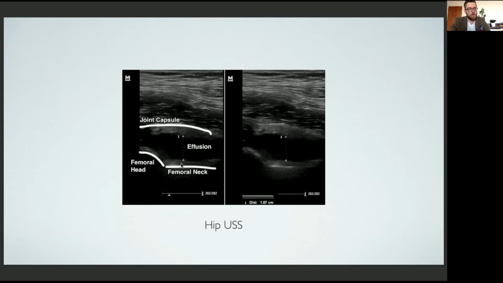So your first line investigation is ultrasound, and it's important to make sure that both hips are ultrasounded. It's important to make sure that both knees are ultrasounded, because again, things like juvenile onset arthritis and the like, maybe not necessarily in a one-year-old, but it's important to make sure that this is either isolated or a sort of polyarthropathy.